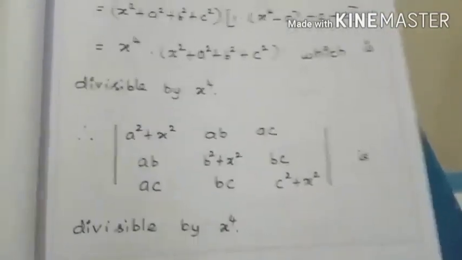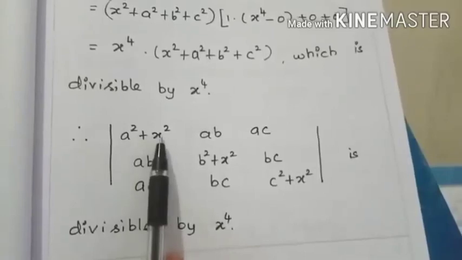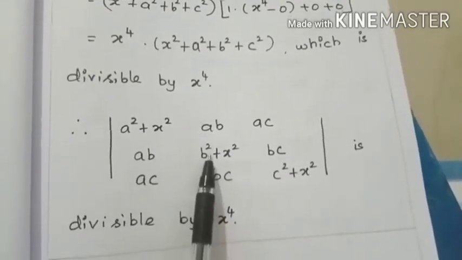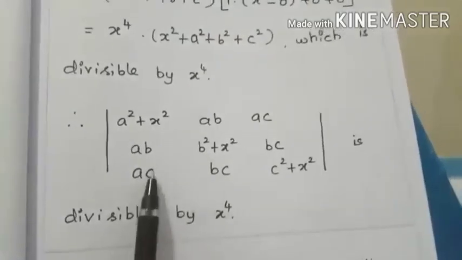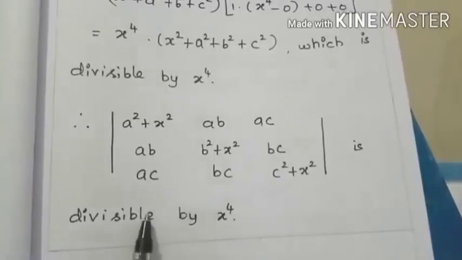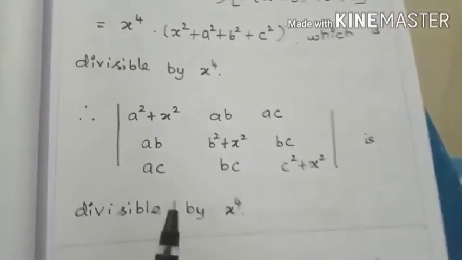So therefore the determinant of a squared plus x squared, ab, ac; ab, b squared plus x squared, bc; ac, bc, c squared plus x squared is divisible by x power 4.